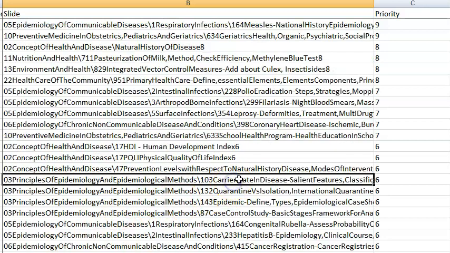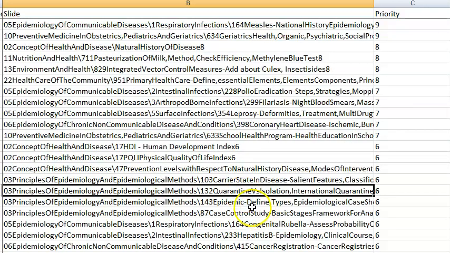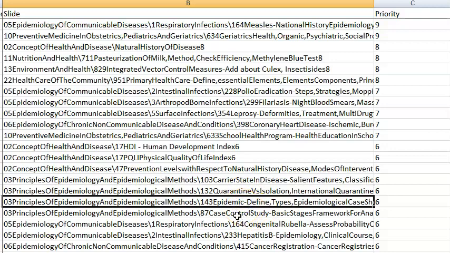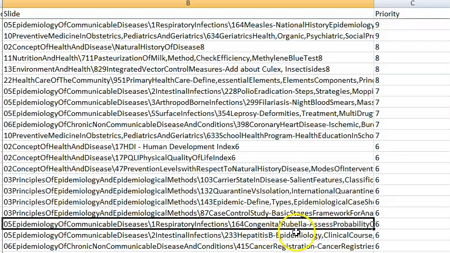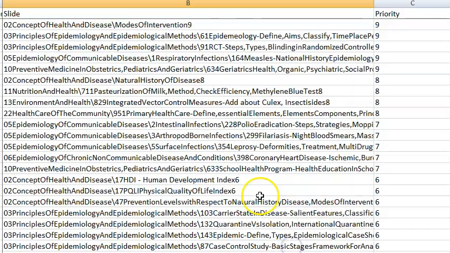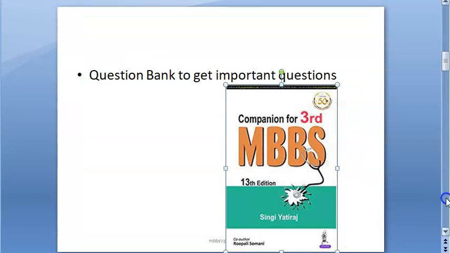Then you should know about carriers, quarantine versus isolation, epidemic, and how to differentiate epidemic, pandemic, outbreak, endemic. What are the differences between these terminologies? Case control study versus cohort study. You should know rubella, hepatitis, cancer. So many things you need to know. These are all the important topics. So get the question bank, guys.